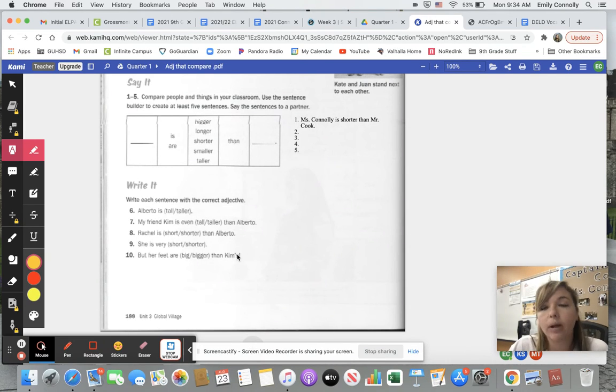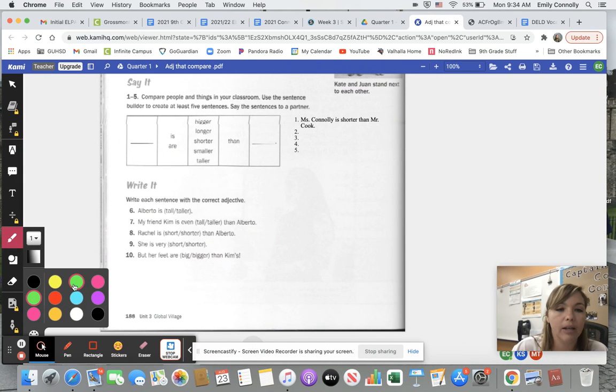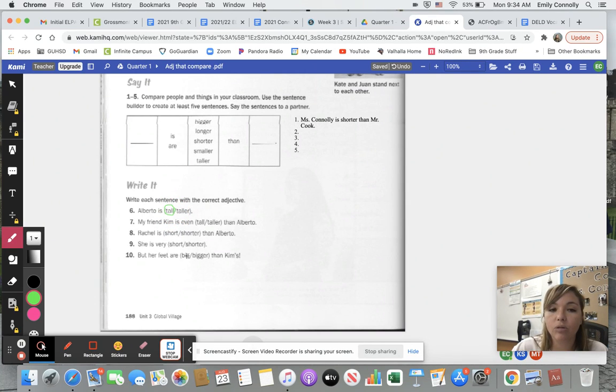So let's do the first one and then you will do the rest. Alberto is tall or taller. Now, we're not talking about another person. Solamente una persona. So no es taller because that needs two people. So tall. Oops, I'm going to go ahead and circle it in green. There we go. ¿Necesitas todos los otros frases? You need to do that.